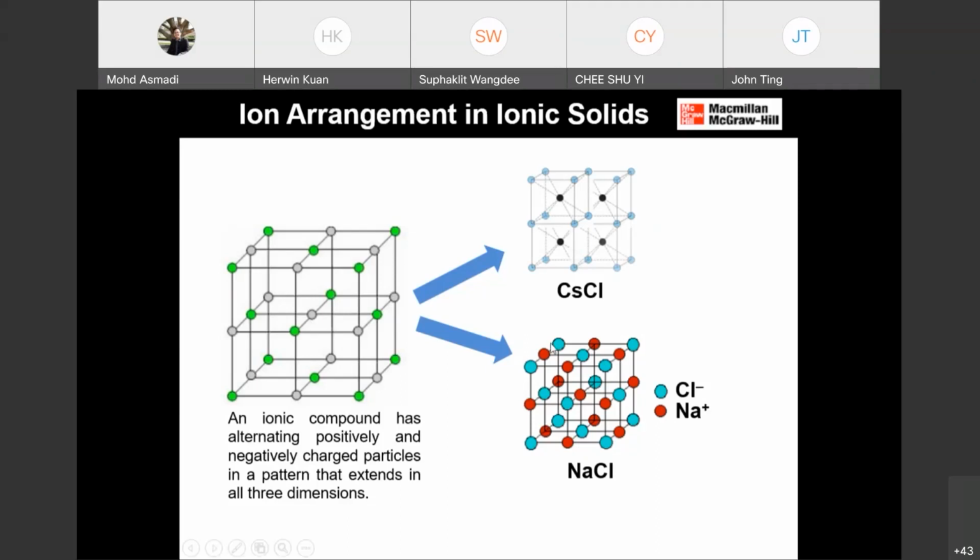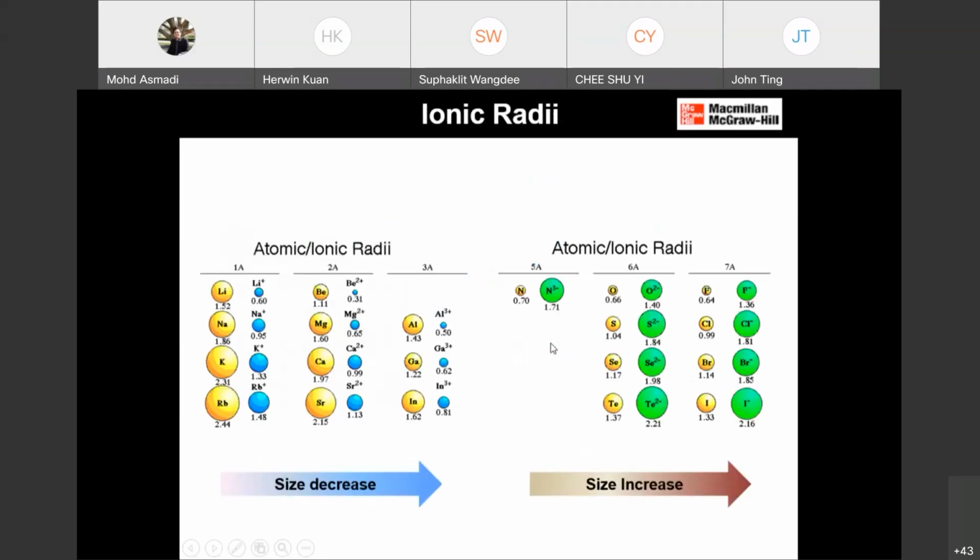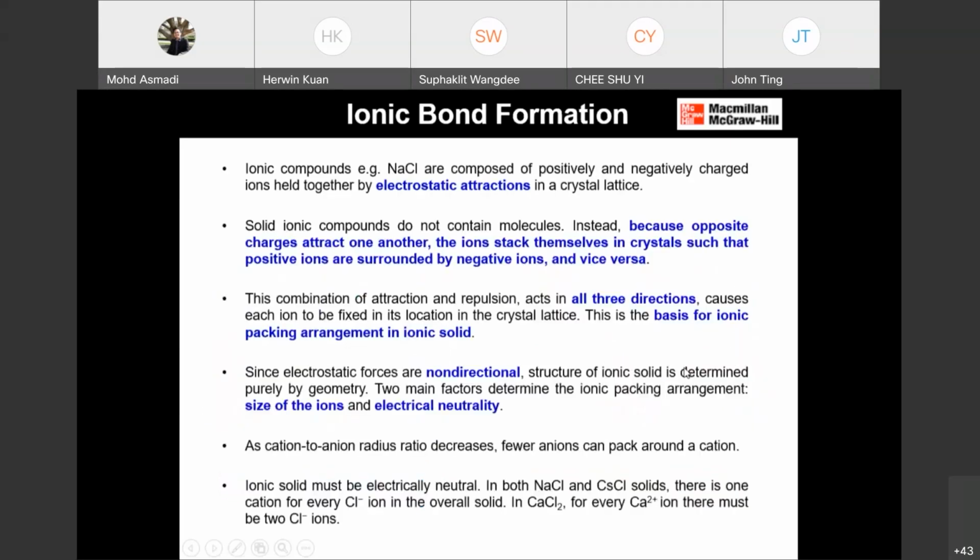For the atomic, as I told you, alkali and alkaline earth metals transfer electrons and the radius decreases, while for 6A and 7A the size of the radius increases. So it's general, right? For ionic bond formation, if you look here, it is based on electrostatic attraction.